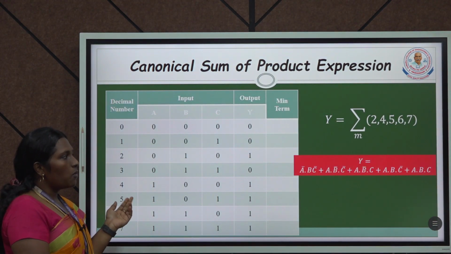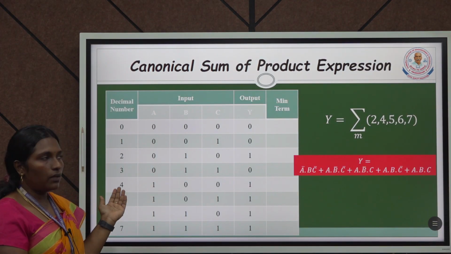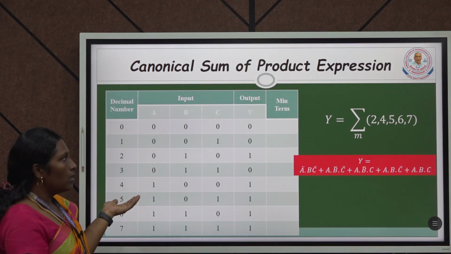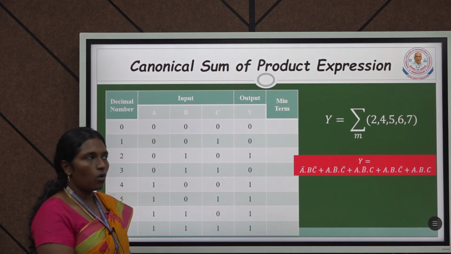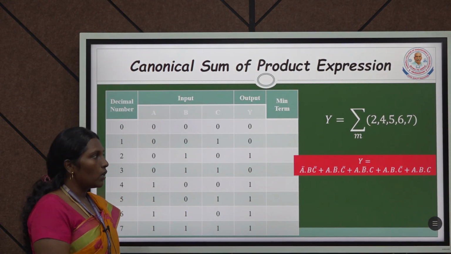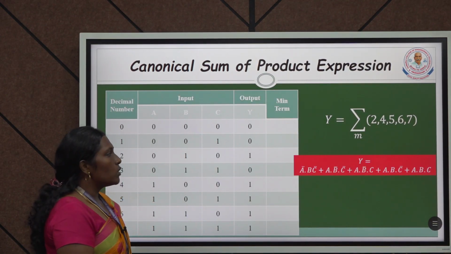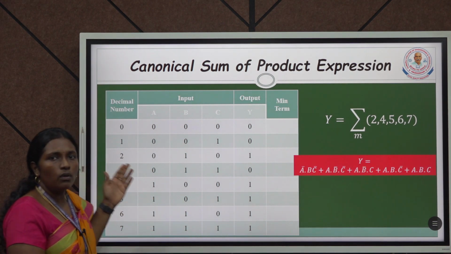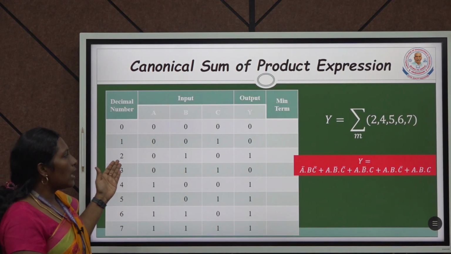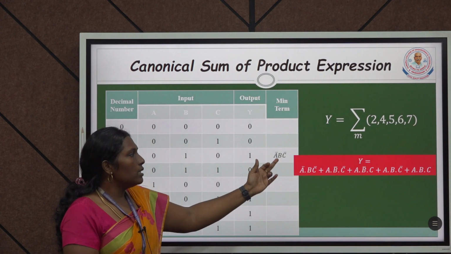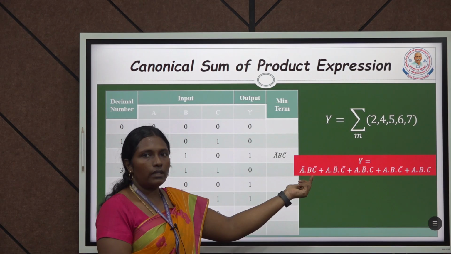I have given the canonical form of sum of product for the 2 variable example previously. Now we will see a 3 variable example. Here the expression is y equal to summation of m 2 comma 4 comma 5 comma 6 comma 7. For the given question, we have to write the expression by looking at the truth table. The decimal number 2 is written as a bar b c bar.